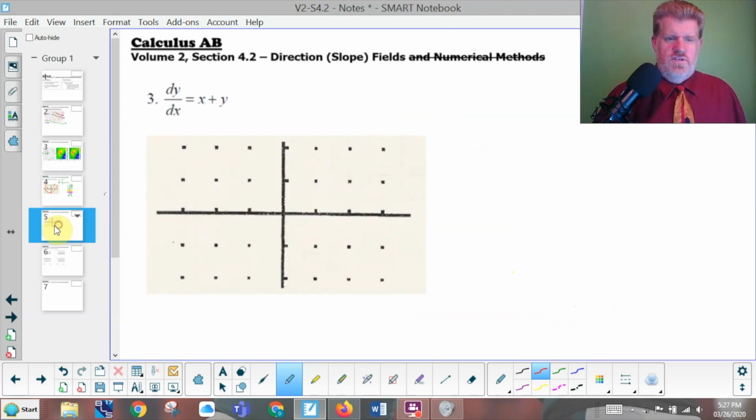Now I'm going to do one where it's not as easy to graph because the slope actually involves x and y values added together. So we can't just say when x equals something, then the slope equals something, because x and y are together. Here's basically what I mean. We have our x value and our y value and our slope.